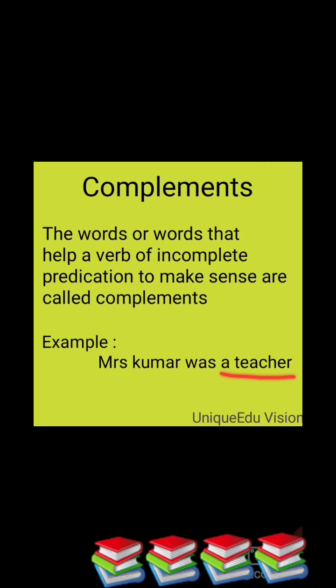So next is complements. What are complements? Complements are those words which help the verb of incomplete predication to make sense. It helps the incomplete predication to complete itself. Those are complements. For example, Mrs. Kumar was a teacher. Now it makes complete sense with the help of the complement. So here the complement is a teacher.